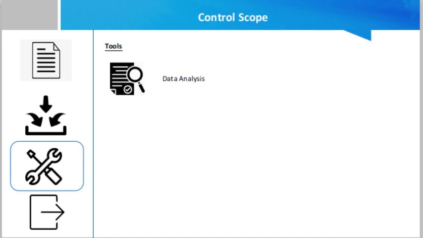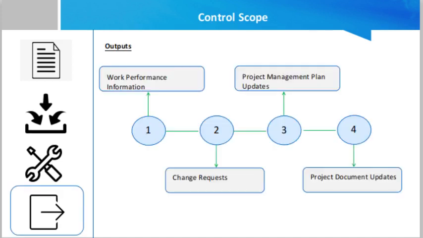And the next one is the outputs, which basically contain four outputs. First one is the work performance information. Work performance information is basically documented information on how the project scope is actually performing when compared to the scope baseline, the cause for the scope variance, and the results that the change yielded. Everything is documented under the work performance information. The entire process will provide a foundation for making scope decisions for the project.